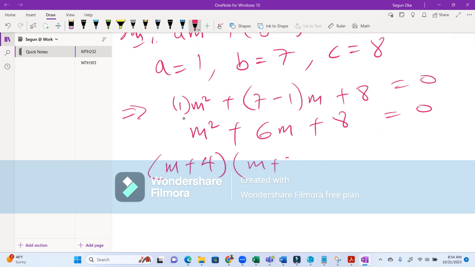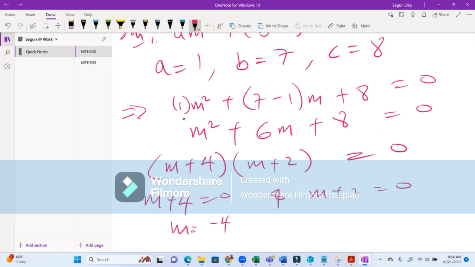Then m plus 4 and m plus 2 equals 0. Equate each of them to be equal to 0. m plus 4 equals 0, and m plus 2 equals 0. m is equal to minus 4. m is equal to minus 2.